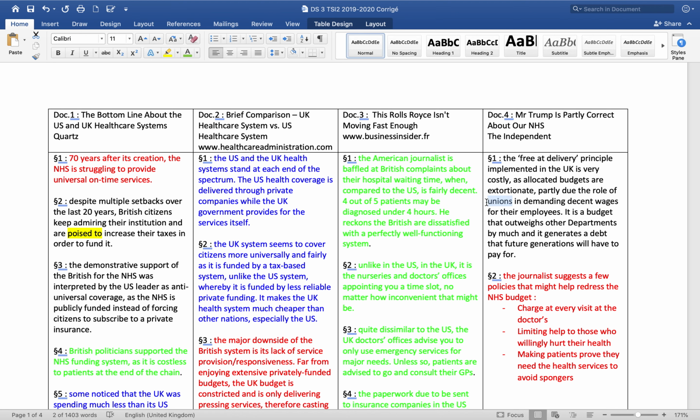Especially through their unions. A union is a syndicate, and that's the reason why the British government has to organize the system so tightly and so strictly, to make sure they have enough money to pay their employees, because their employees are asking for decent wages. Okay? It's a budget that outweighs other departments by much, and it generates a debt that future generations will have to pay for. So the journalist is very critical of how much we pay those people.